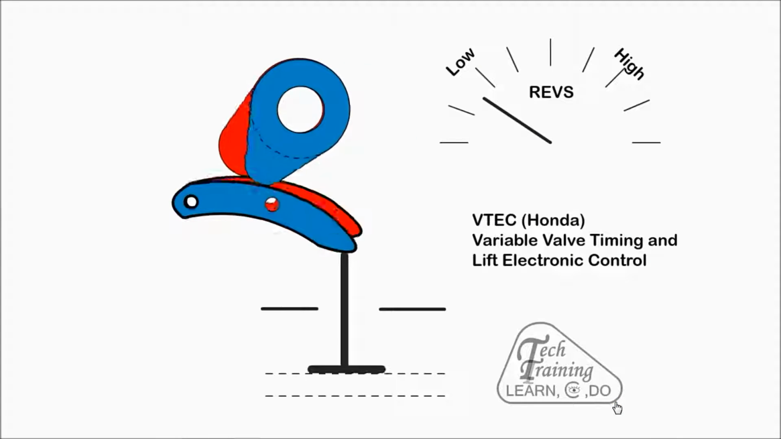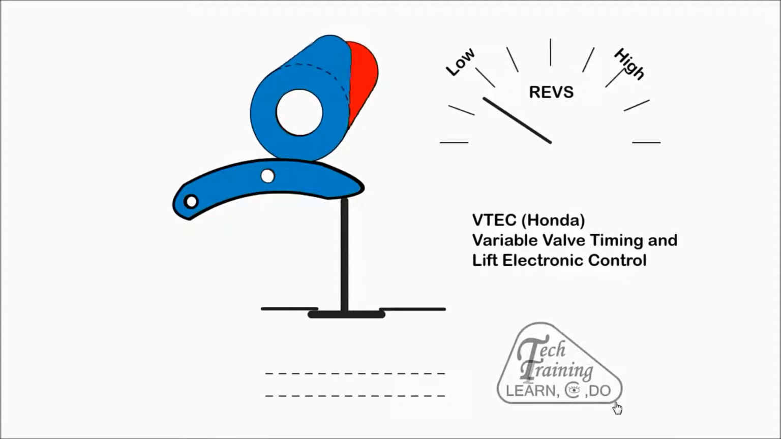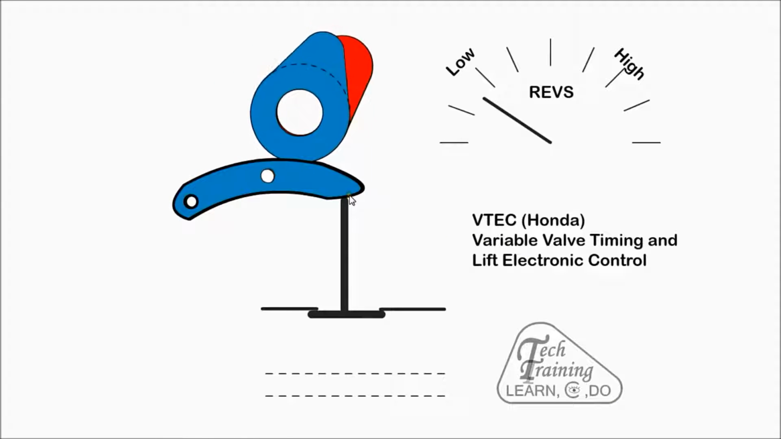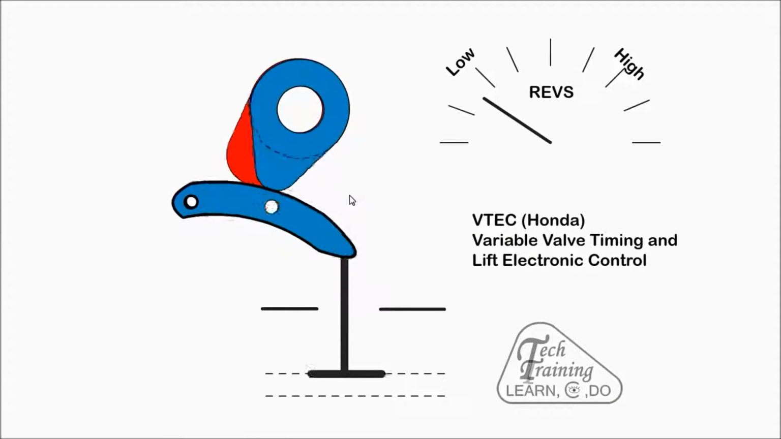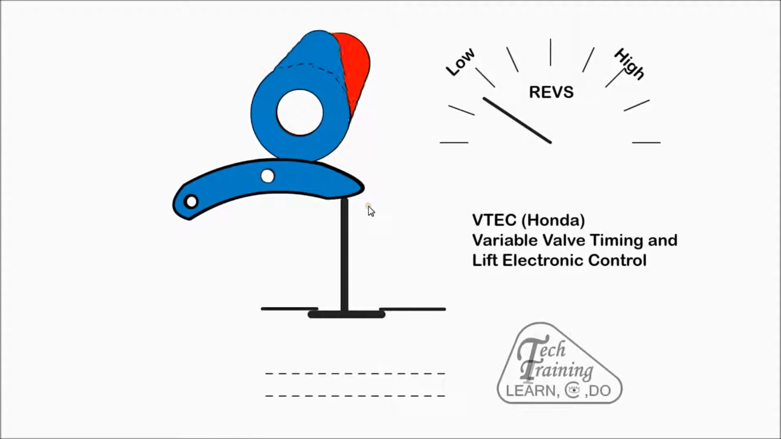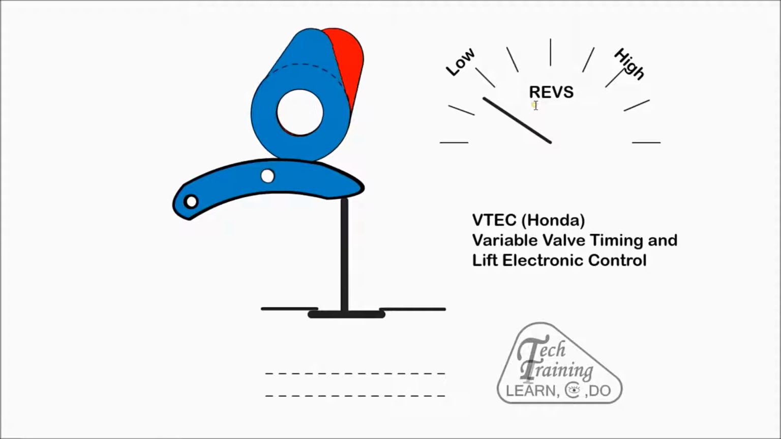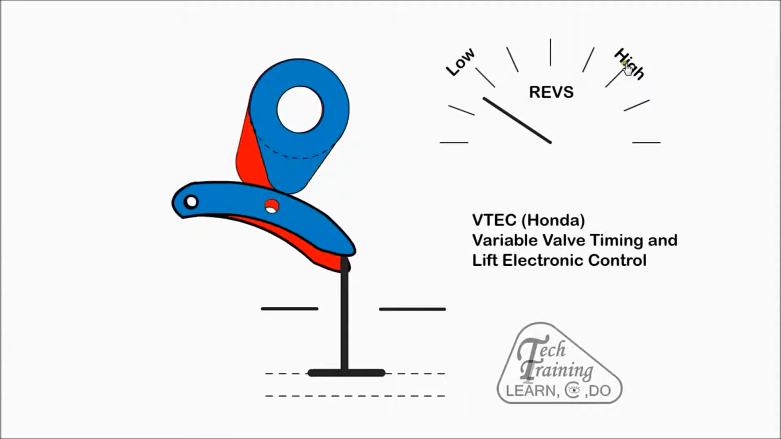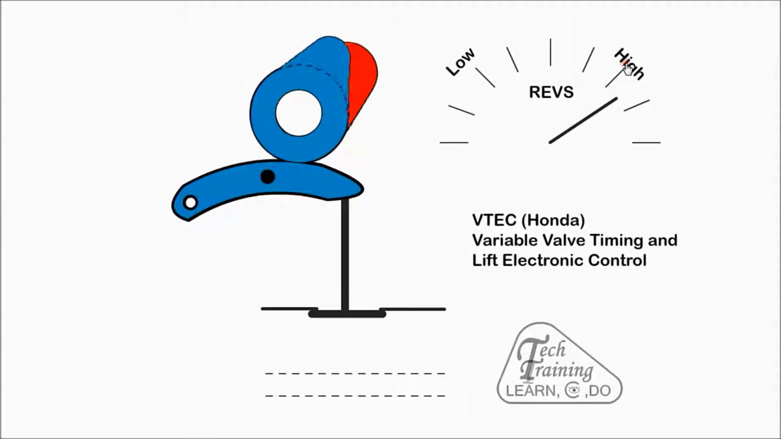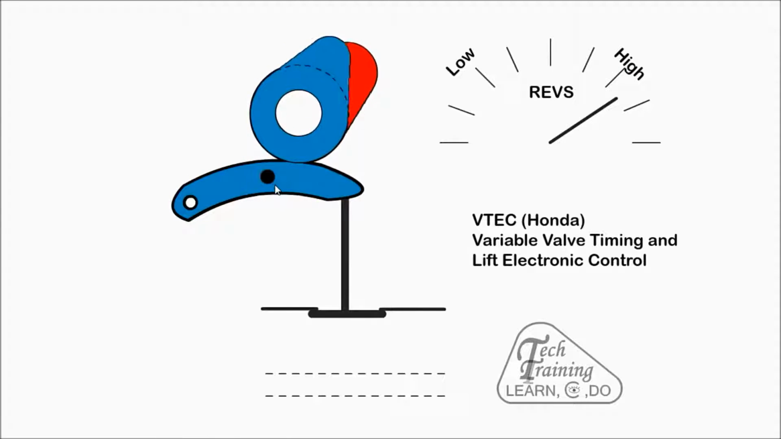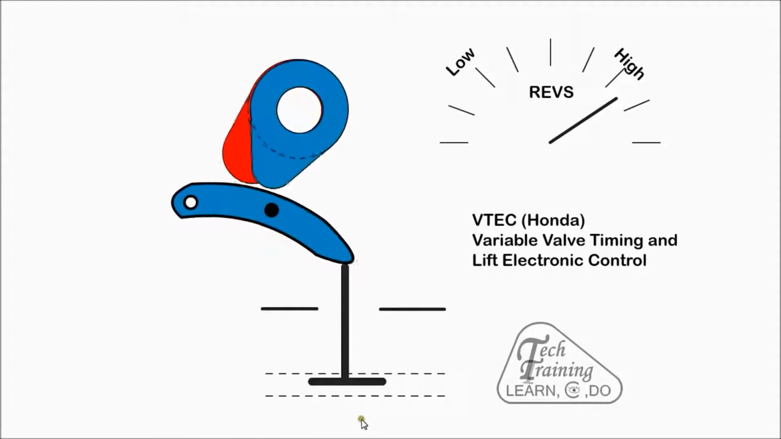With VTEC, the camshaft has two separate lobe profiles. The valve is in contact with the blue rocker arm. At low speed, the cam operates on the standard profile for efficiency, and at high speed, the pin is activated by oil and the rockers are joined together when they are aligned, thus altering the timing and lift for maximum power.